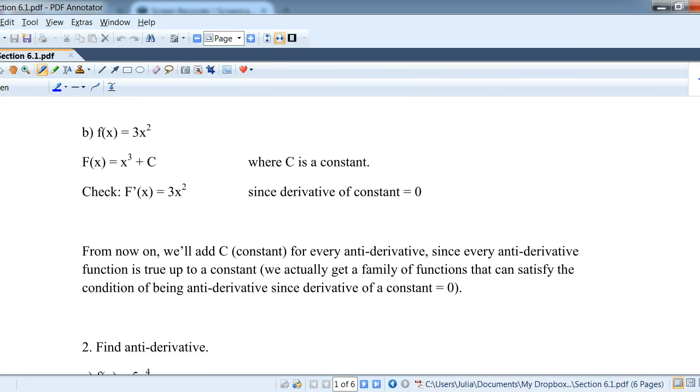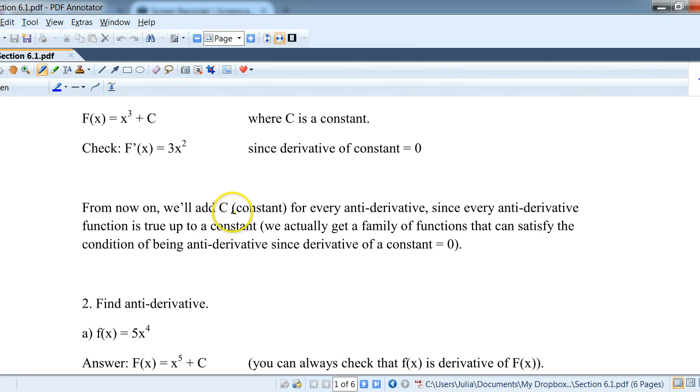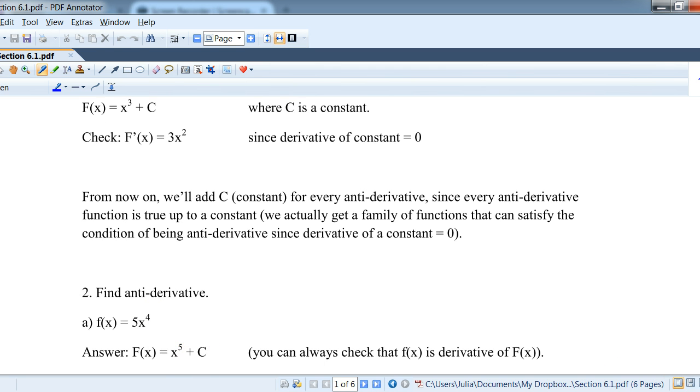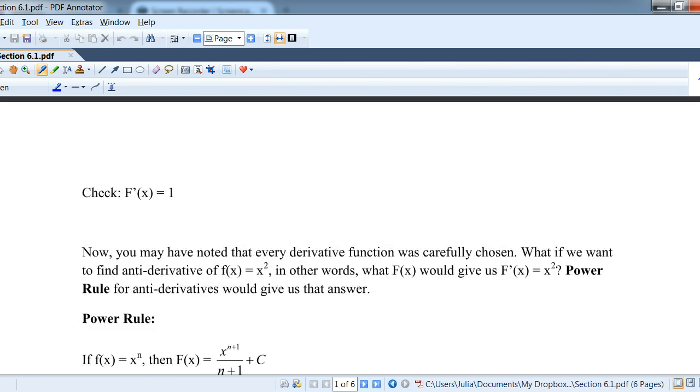And again, we can check it very quickly. From now on, we're always going to add a constant up until we get to the definite integrals, which will be section 6.4. Then we're going to do this a little bit differently. So again, some of the known ones, let's say 5x to the 4th, the antiderivative is x to the 5th plus a constant. And what if it's 1? Well, what if we try x plus a constant? The derivative of x is 1, and so that works. And again, you can check that.